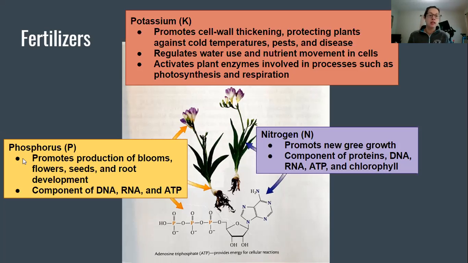Phosphorus, over here to the left, will promote the production of blooms, flowers, seeds, and root development. It's also a component in DNA, RNA, and ATP. So you might recognize those terms from biology last year. And then last, nitrogen. Nitrogen promotes new tree growth. It's a component of proteins, DNA, RNA, ATP, and chlorophyll. Again, lots of biology terms here because we're looking at the study of a plant at this point.